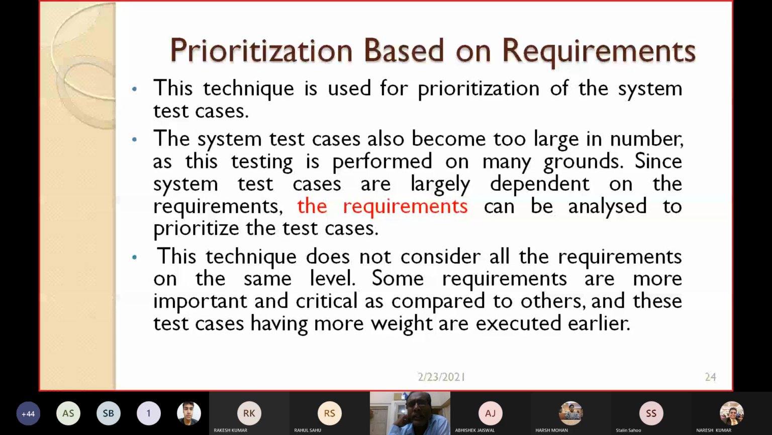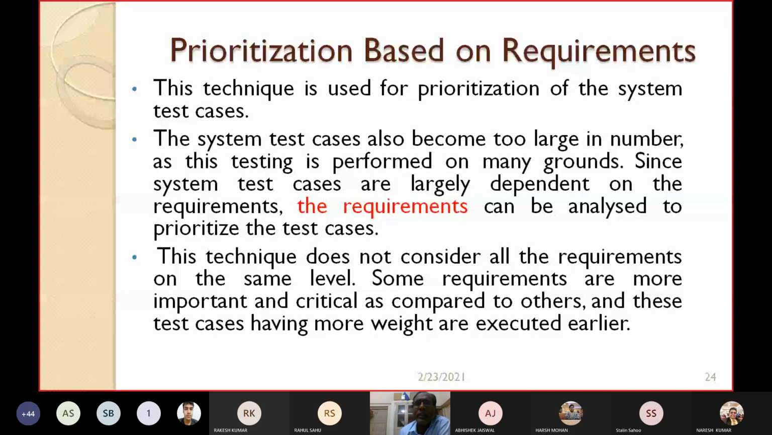We have already seen unit testing, integration testing, system testing. So this technique is used for prioritization of the system test cases. The system test cases also become too large in number. This testing is performed on many grounds. You have known different system testing techniques such as stress testing, load testing, volume testing, configuration testing, and then usability testing, etc. These are all examples of system testing. These test cases also become too large in number as this testing is performed on many grounds.